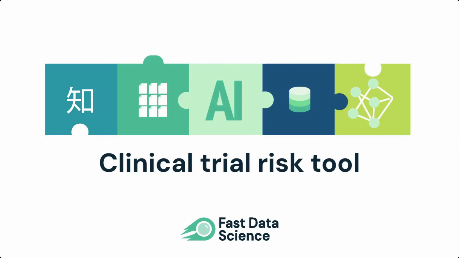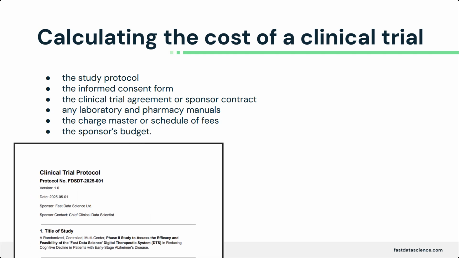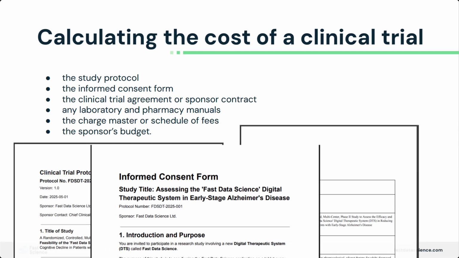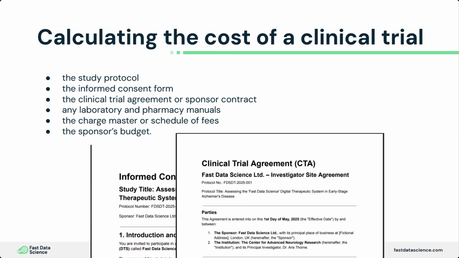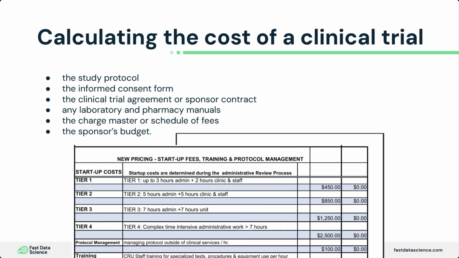Here's how you can use the clinical trial risk tool to create an itemized per patient budget for a clinical trial. The documents you typically need in order to calculate the cost of a clinical trial include the study protocol, or perhaps the synopsis if you do not have the protocol, the informed consent form, the clinical trial agreement or sponsor contract, any lab manuals or pharmacy manuals, the charge master or schedule of fees, and the sponsor's budget.